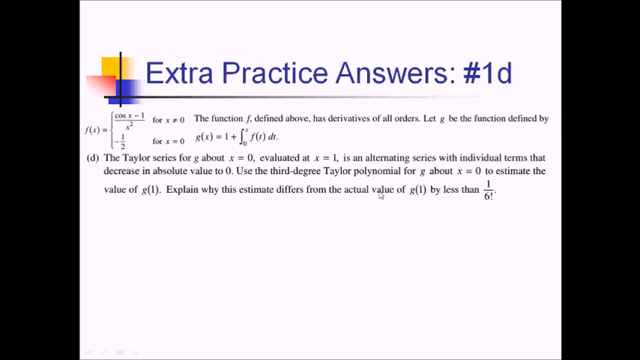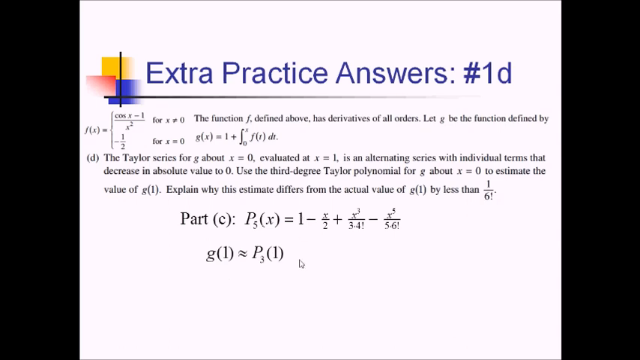Okay, so let's start with the estimation part. We need a 3rd degree Taylor polynomial for g that we need to use to estimate g of 1. So let me start with what I had on part C. This was my 5th degree polynomial for g. Well, my 3rd degree polynomial is just going to be all of this, but we're chopping off this last term. So when I do g of 1, that's approximately equal to p sub 3 of 1, a 3rd degree polynomial version of this.